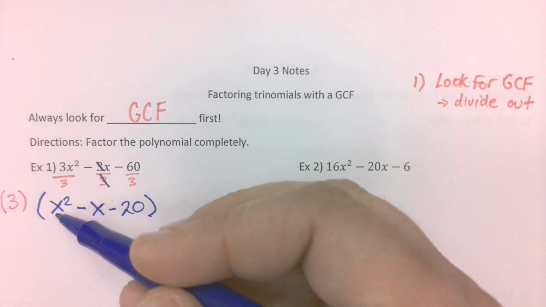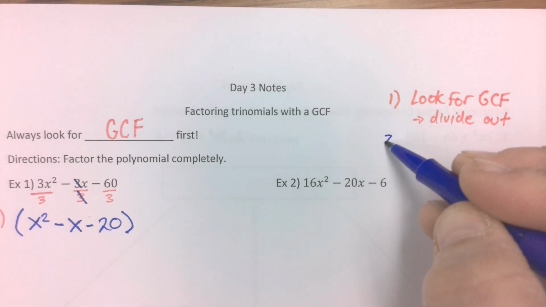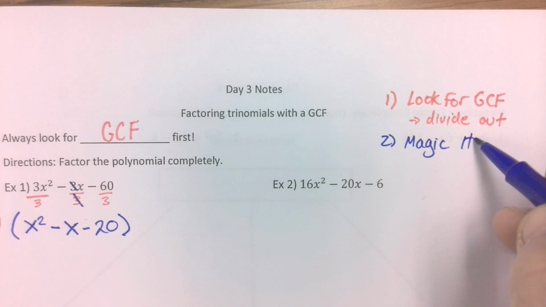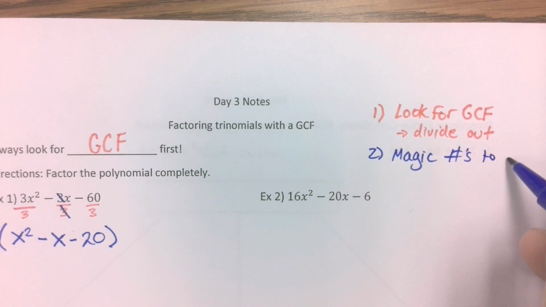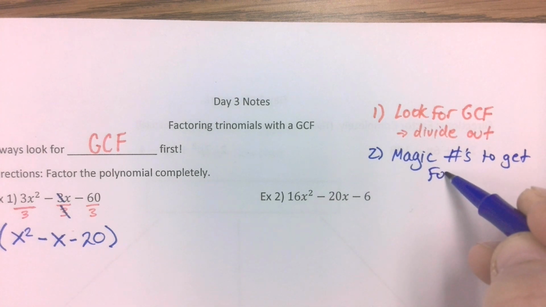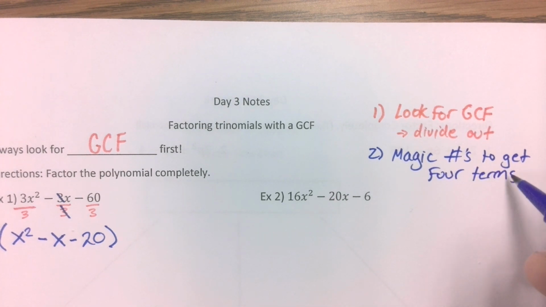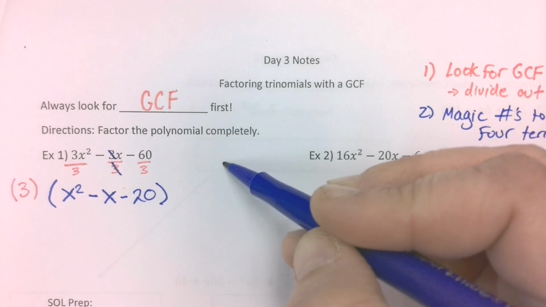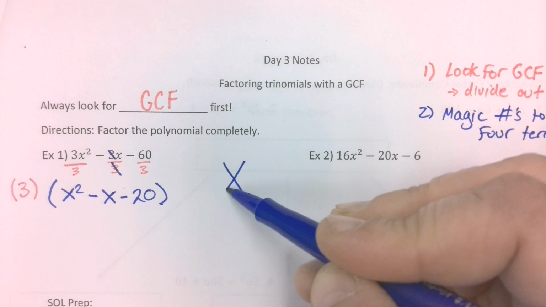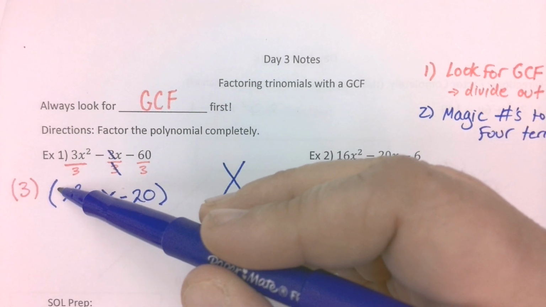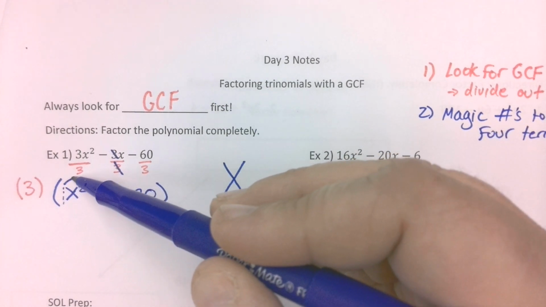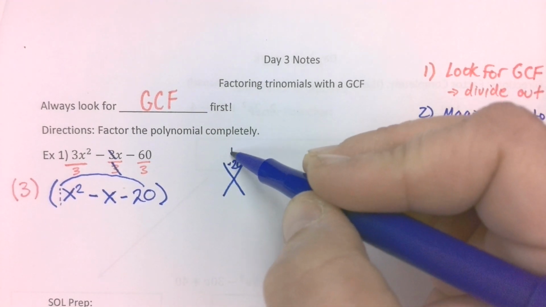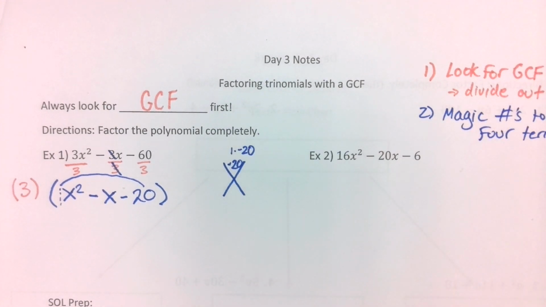All right, I have to have 4 terms in order to factor it, so I'm going to use magic numbers to get 4 terms. Okay, so we're going to start by putting our puzzle X over here. Just a reminder, if there's no number in front, we assume it's a 1. I'm going to do the 1 times negative 20, and I get a negative 20.